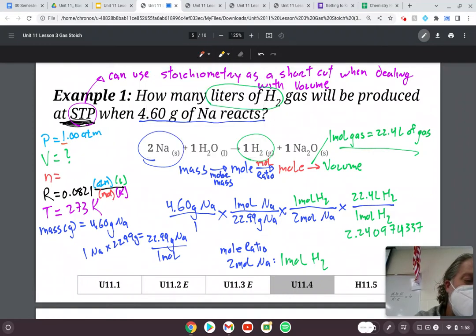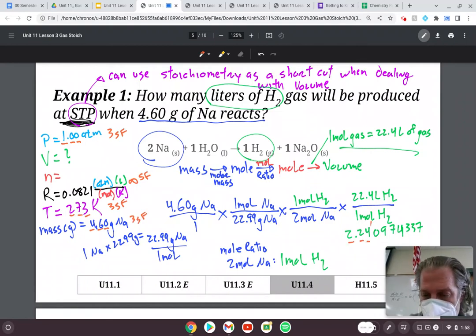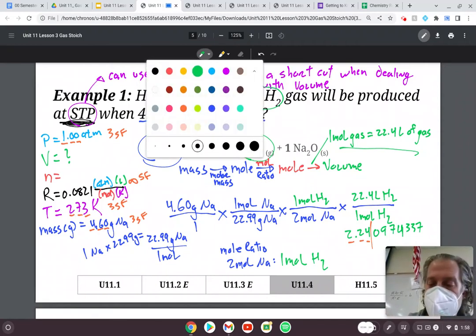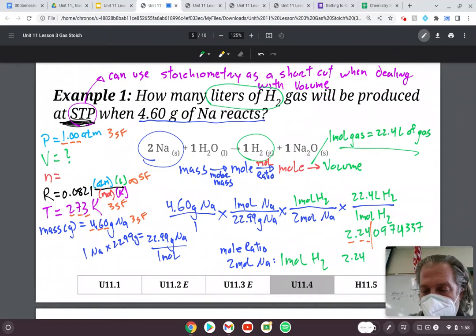So in pressure, that measurement there is 3 sig figs. The ideal gas law constant is infinite sig figs, and the temperature is 3 sig figs, and the mass in the problem is 3 sig figs. So my final answer's got to have 3 sig figs. So 1, 2, 3. That 0 does not round that 4 up. So again, my final answer is going to be 2.24 liters of H2.